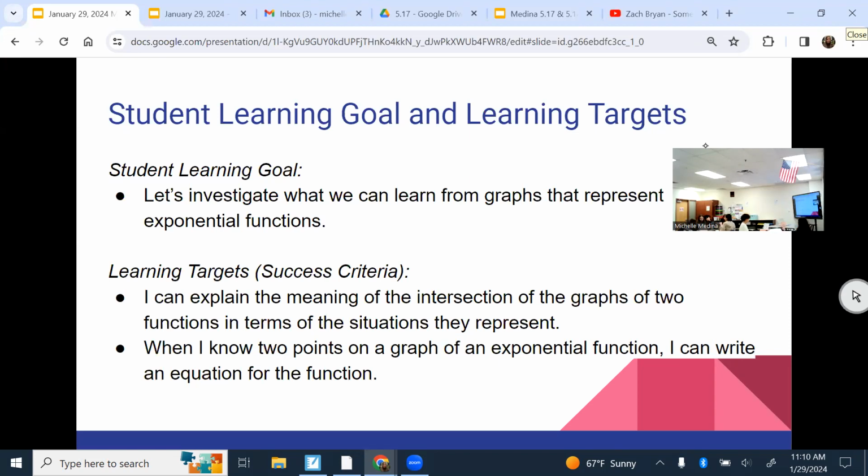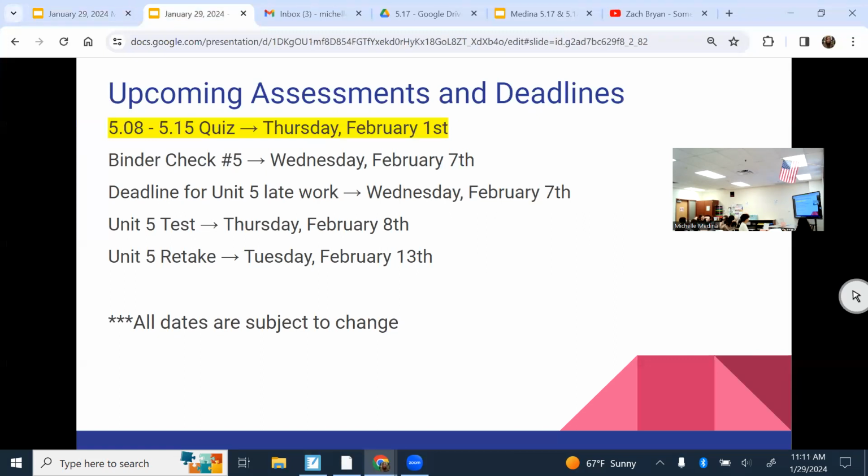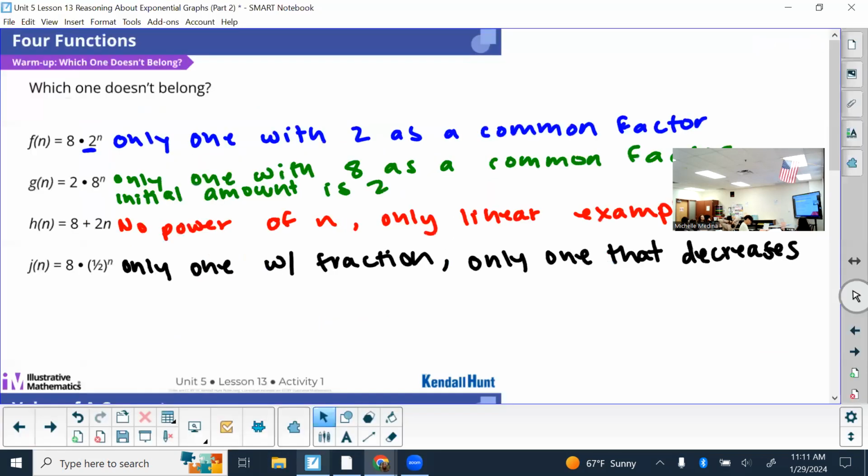I'm on the wrong slide, Joe, but anyway. All right, puzzle piece of lesson 13. Your next quiz is Thursday. So lesson 8 through lesson 15 is what it'll cover. Next week is unit test week. So, if you've been behind on your homework, start getting caught up. The final deadline is coming soon. And plus that's good practice for your assessments.